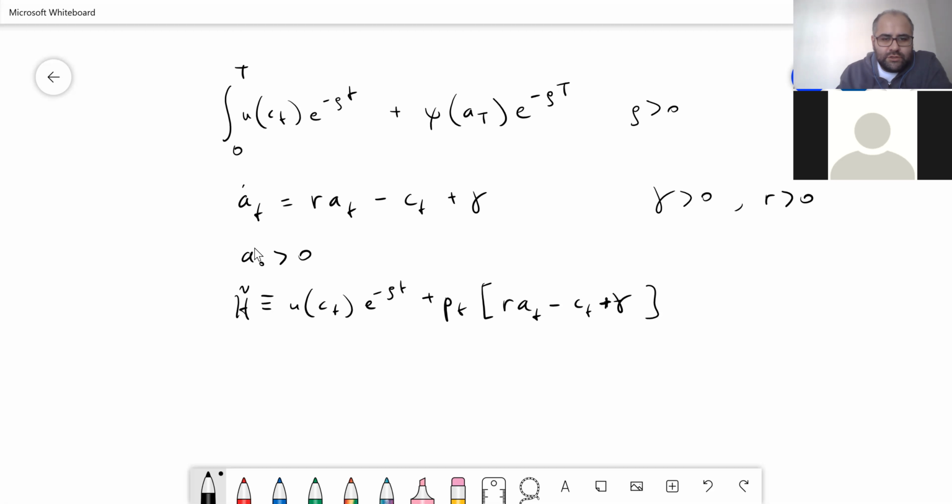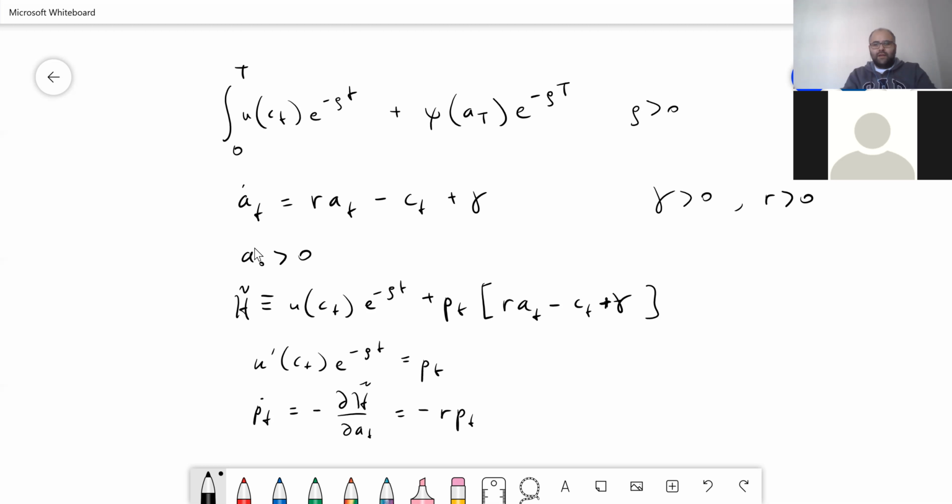Then the first of the conditions will tell me u prime c(t) e to the minus rho t equals p(t), obviously. Then I have the constraint itself. Then the co-state equation is p dot t equal to minus that. So it is equal to, as you see, minus r p(t).